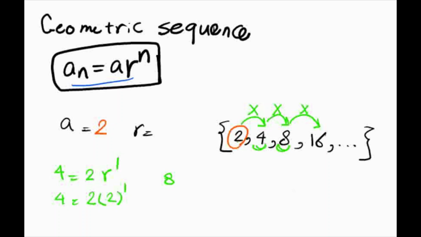Now for the next one, let's see if 8 works in this formula as well or not. Or let's go with 16. Let's try 16. 16 is going to equal 2, and then what R should be, 0, 1, 2, 3, to the power of 3 to give us 16. So we know that 8 multiplied by 2 is going to give us 16. So R should be equal to 2, and when it becomes to the power of 3, then it's going to give us 16.